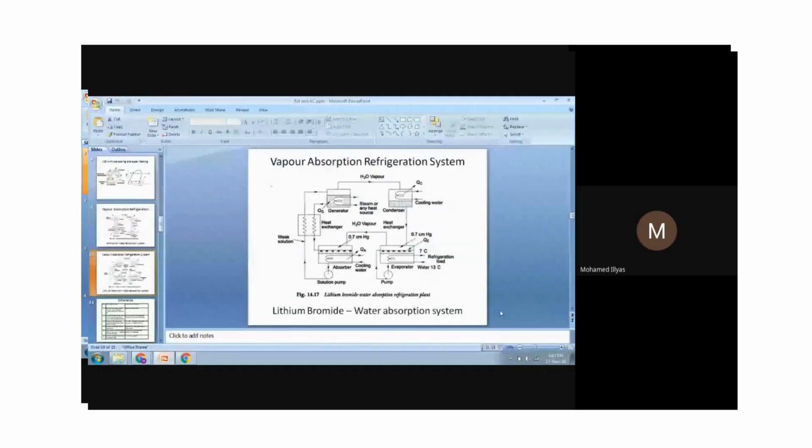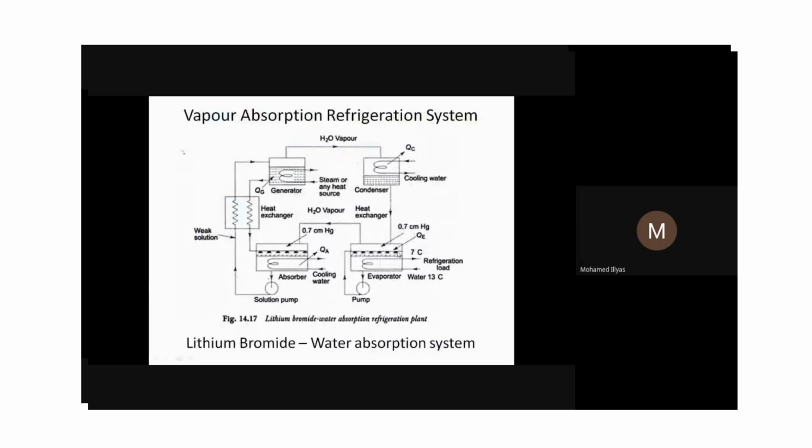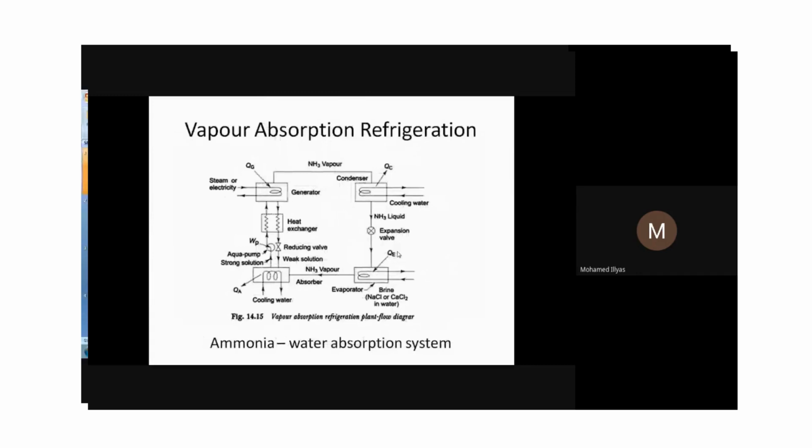In our previous class, we were seeing the refrigeration system. Air conditioning refers not only to cooling, it sometimes refers to heating also. In our last class, we were seeing the vapor absorption system of ammonia and water. Conditioning of air means it's not only cooling, sometimes heating also.